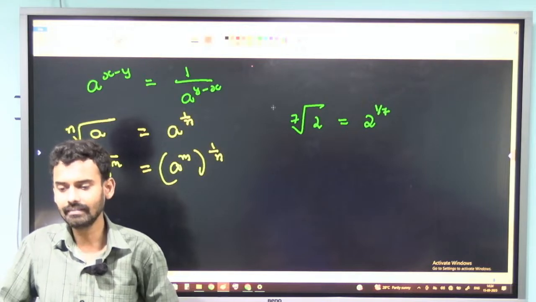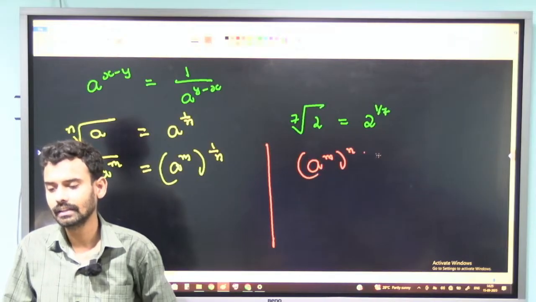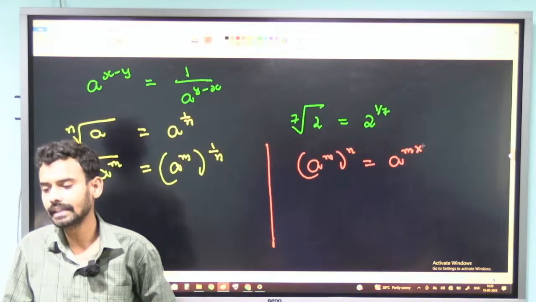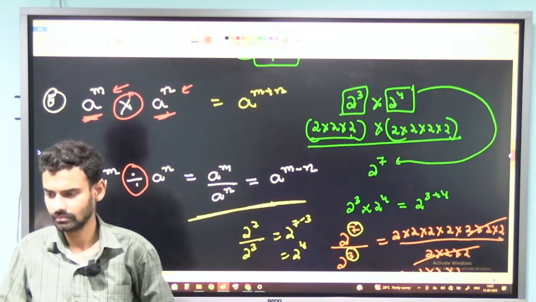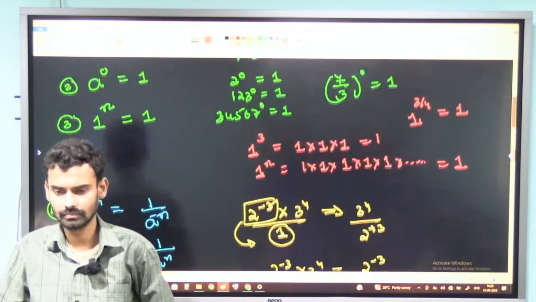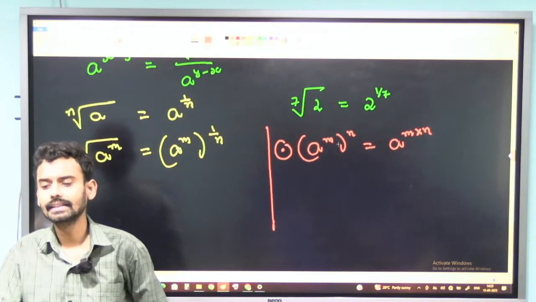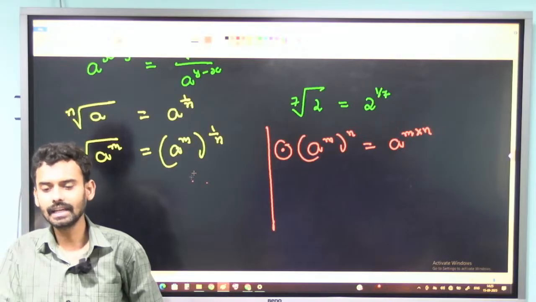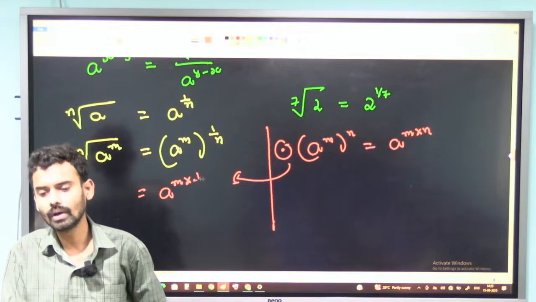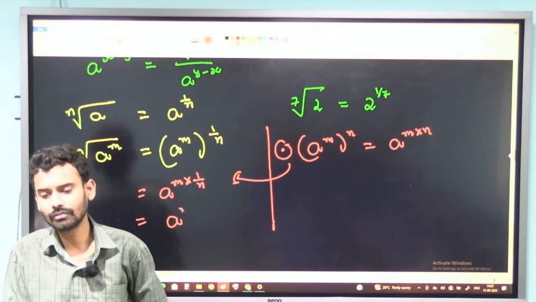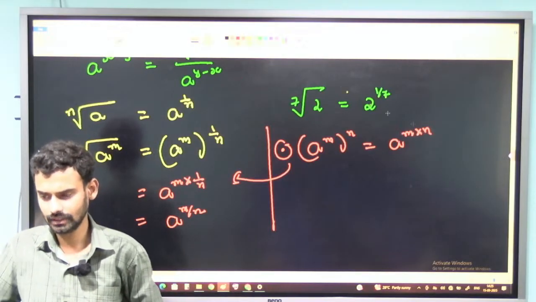Now we have one more law of exponents, that is a to the power of m, whole to the power of n, is equal to a to the power of m into n. Did we cover this? Okay, we have not covered this. So it is a to the power of m, whole to the power of n, is equal to a to the power of m into n. If I apply this formula here, I will get a to the power of m into 1 by n, which is nothing but a to the power of m divided by n. So these are some of the rules.